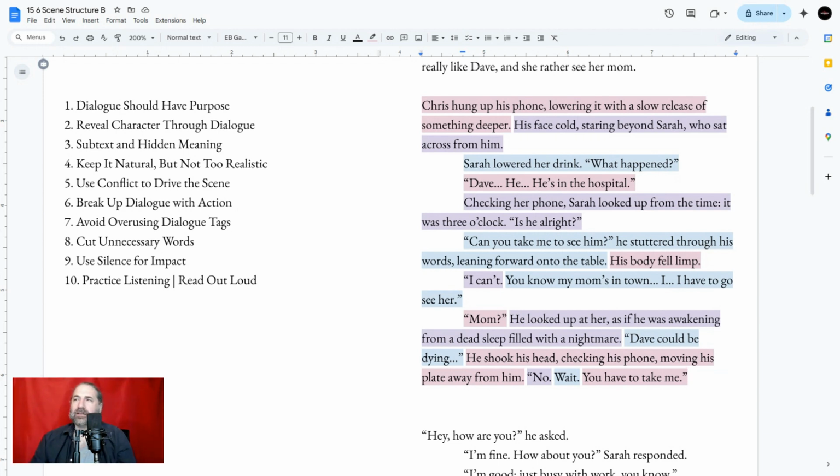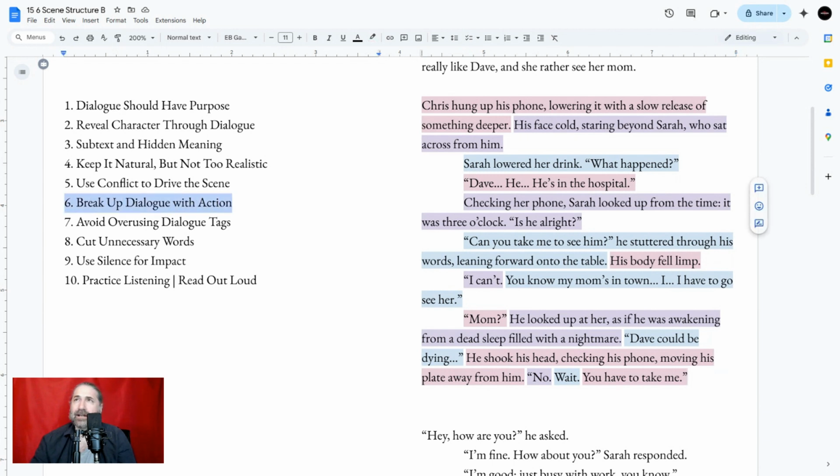Conflict is driving it. This is the beginning of the scene leading into the conflict, but the conflict would be the middle of the scene, and that would be where we fight back and forth. And Chris needs to convince Sarah to take him, or he's going to have to take an Uber.